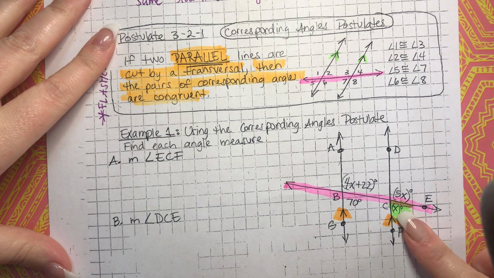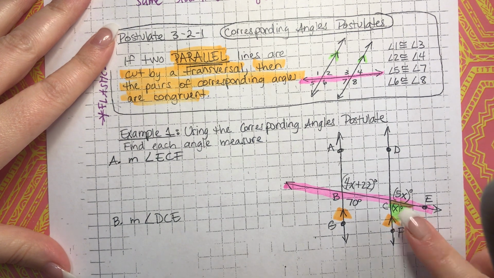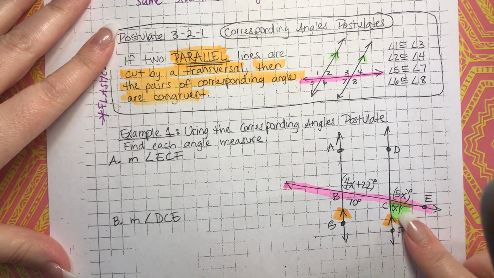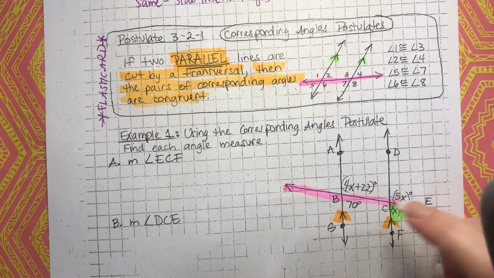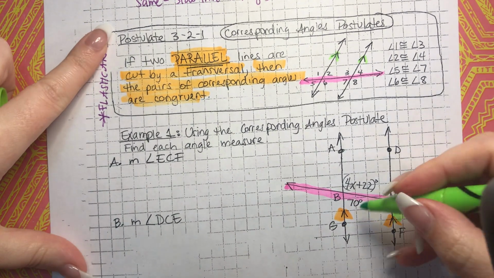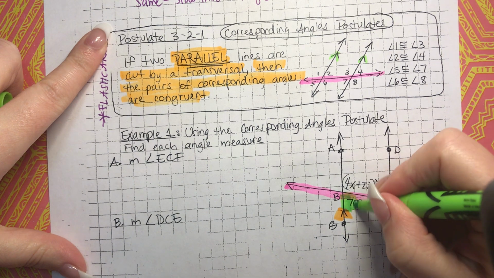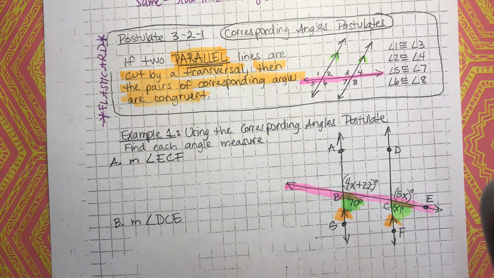Well, is there a corresponding angle that is the same as this one? Well, yeah, the corresponding angle to this one, right? This is on the right side of the line, would be this one. This one's on the right side. So we know that these are corresponding angles, therefore they are congruent.